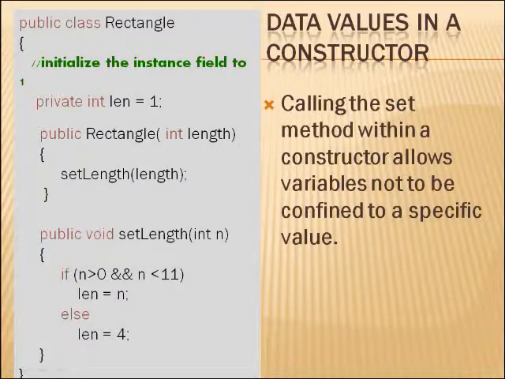Data values in a constructor. Calling the set method within a constructor allows variables not to be confined to a specific value. In this case, we create another copy of the Rectangle class. We initialize the instance field len to 1. Then we create a constructor that accepts an int parameter. Within this constructor, we call the method setLength and pass to it length. We also create a method called setLength, in which we set length to n if n is greater than 0 and less than 11, where int was the argument passed to the method, and if not, then length is equal to 4.